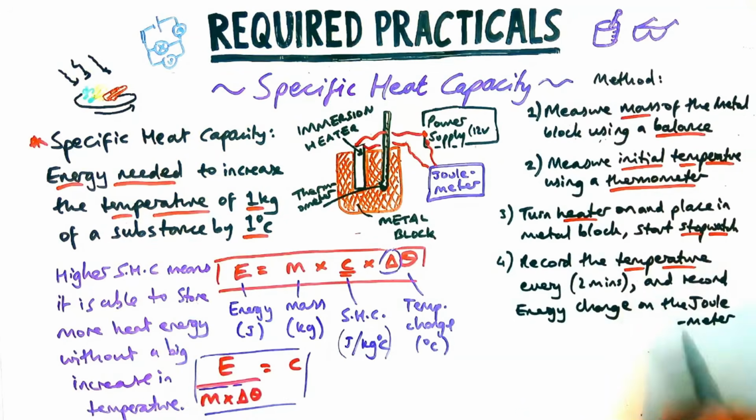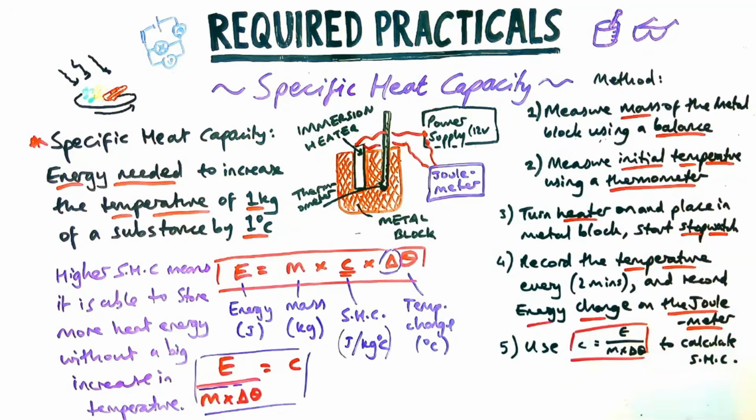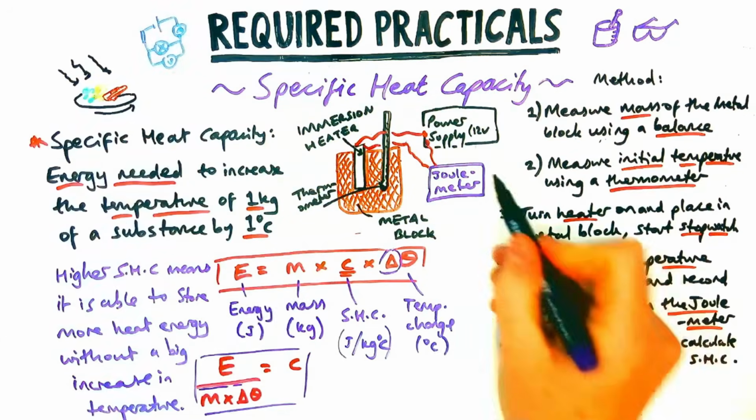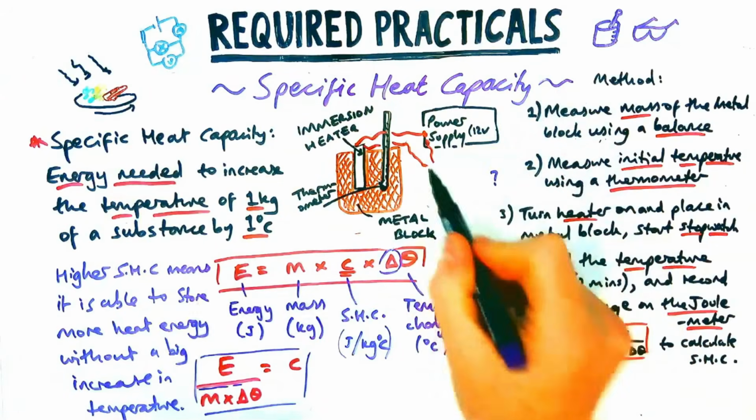So the temperature and the joule meter, two things to record here. Next, what we're going to do is after, let's say, 10 minutes, we can use the equation. So I've rearranged it here for specific heat capacity: energy divided by mass times temperature change, to calculate the specific heat capacity.